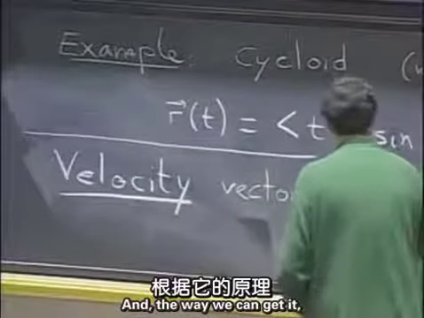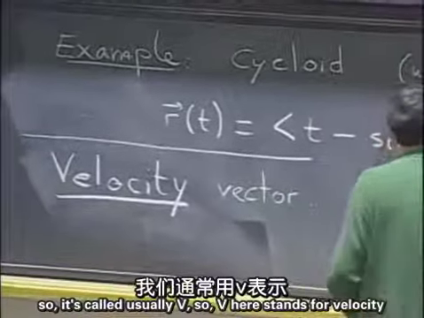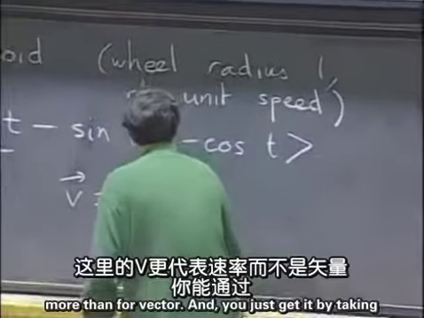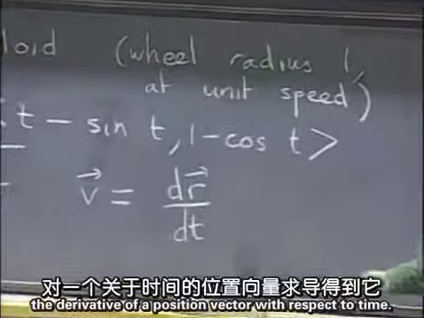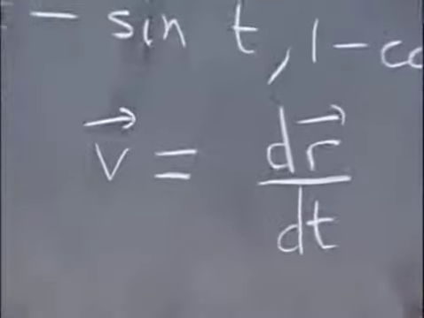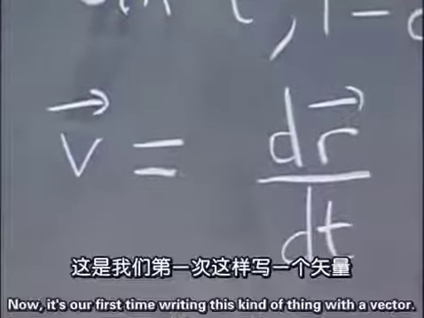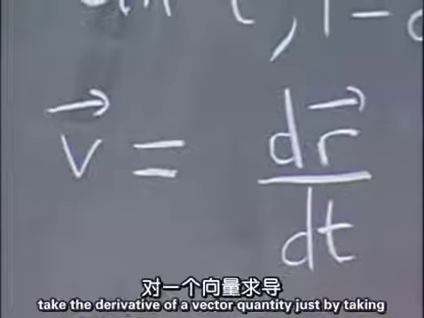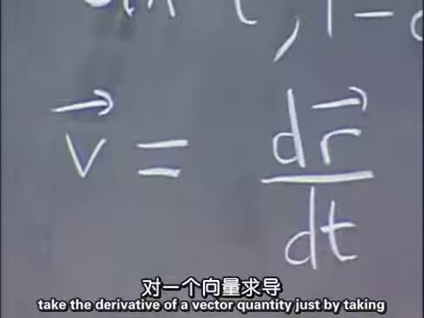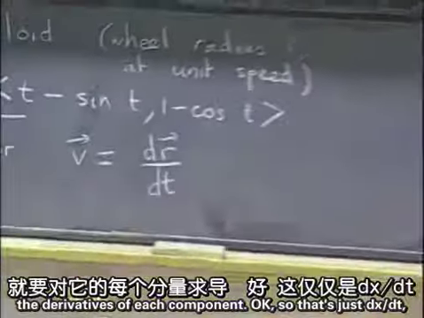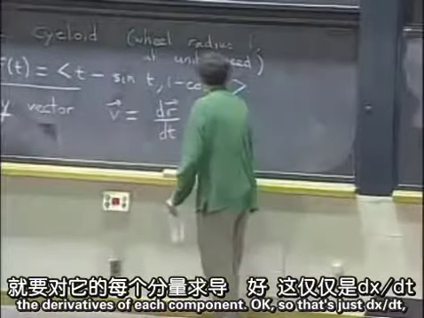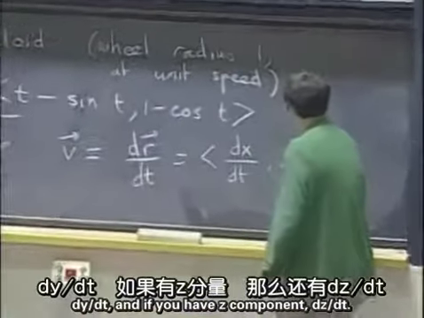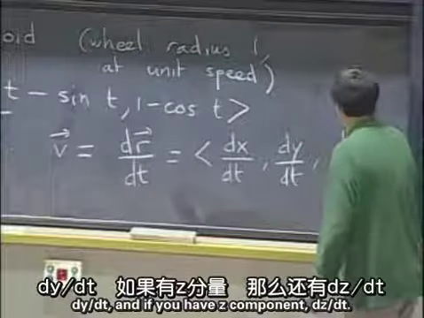And it's usually called V. So V here stands for velocity more than for vector. And you just get it by taking the derivative of the position vector with respect to time. Now it's our first time writing this kind of thing with a vector. So the basic rule is you can take the derivative of a vector quantity just by taking the derivatives of each component. So that's just dx/dt, dy/dt, and if you have a z component, dz/dt.